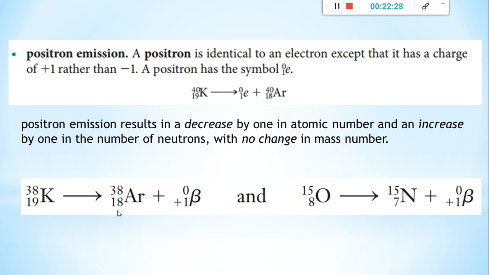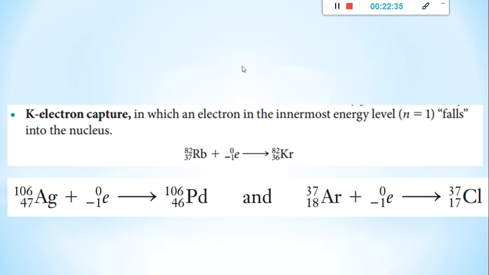So we have here another example. Okay, so another mode of decay is what we call K electron capture, in which an electron in the innermost energy level, which is n is equal to 1, falls into the nucleus. So it's actually almost the same as beta particle emission. So we have 0, -1 electron.